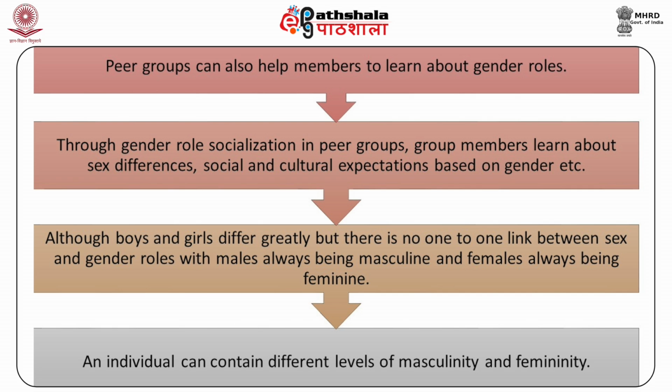Through gender role socialization in peer groups, group members learn about sex differences, social and cultural expectations based on gender, etc. Although boys and girls differ greatly, there is no one-to-one link between sex and gender roles, with males always being masculine and females always being feminine. An individual can contain different levels of masculinity and femininity.